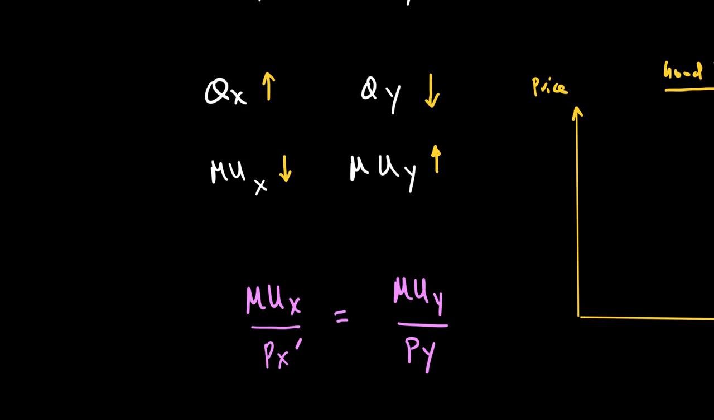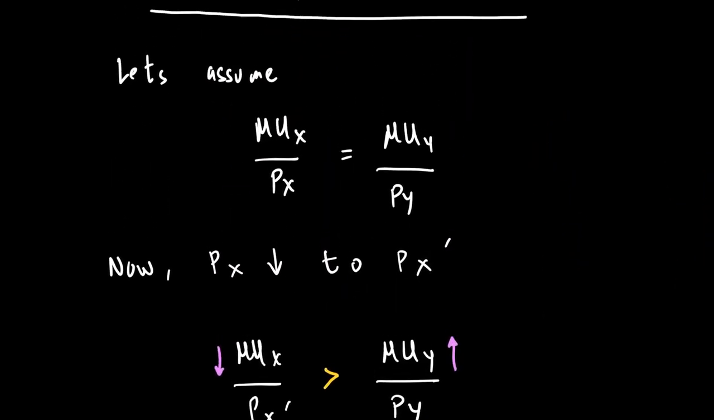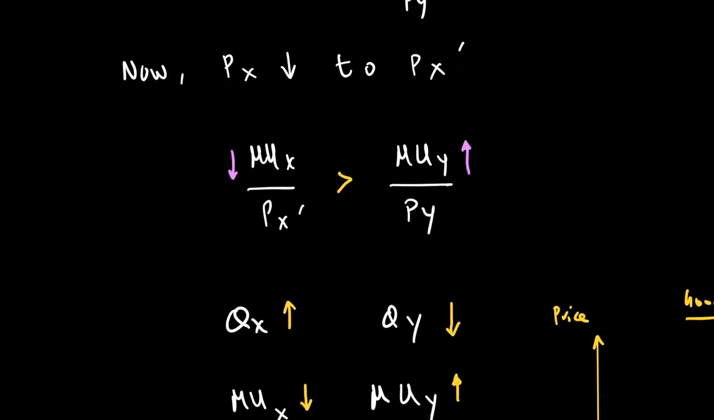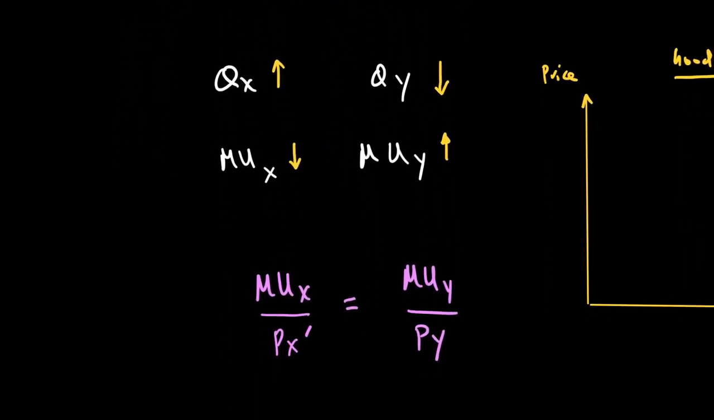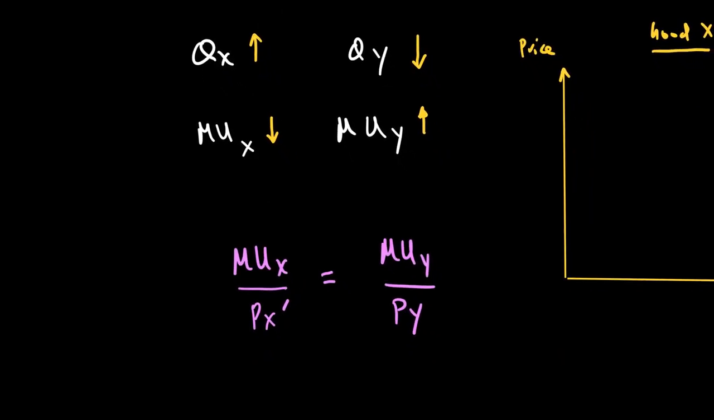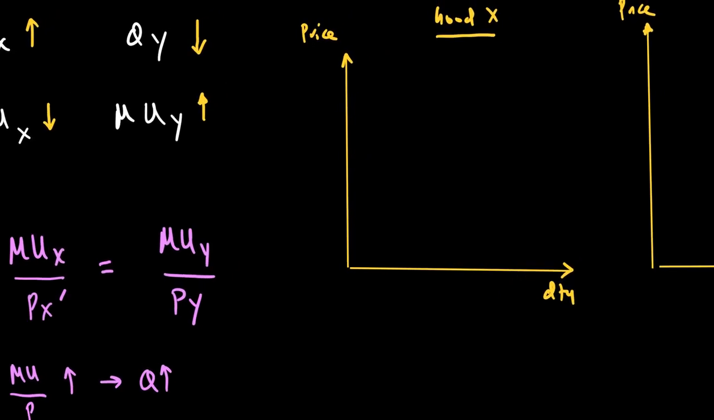So when the prices were equal, we did not need to substitute. But when the price went down, we started to buy more of that good, and that basically resulted in us buying more of X and less of Y. So what I'm saying in summary is that when the price goes down, the marginal utility per dollar spent goes up and you buy more of that good, and that explains why our demand curve is downward sloping.